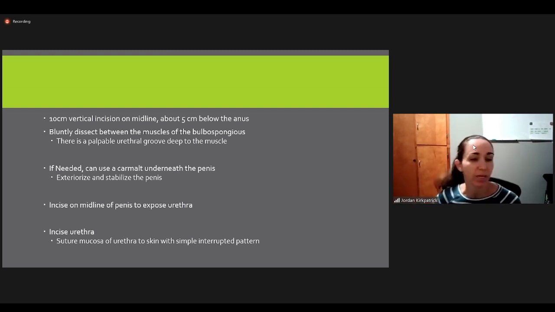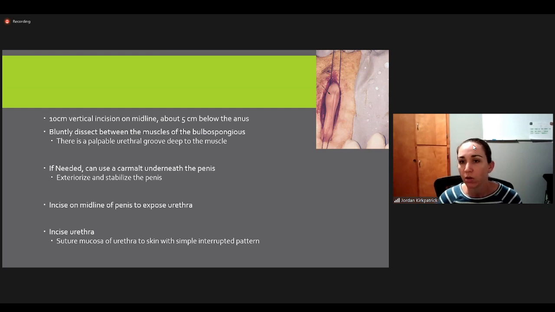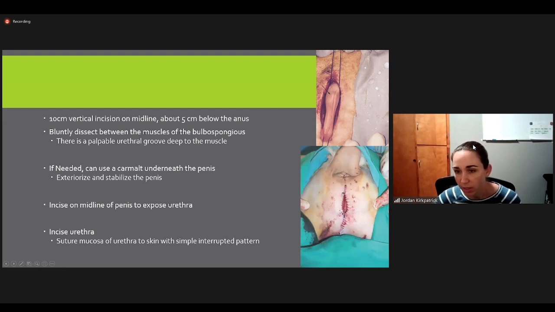After the penis is exposed and you incise it down to the urethra, you incise the urethra, and then you suture the urethral mucosa to the skin, usually in a simple interrupted pattern. So this is the incision in the penis and the exposed urethra. And then here, the urethral mucosa is just sutured to the skin, and then the skin above and below is just sutured closed, because obviously the incision that you make is bigger than what the stoma will look like.